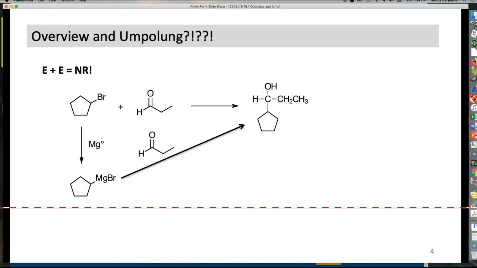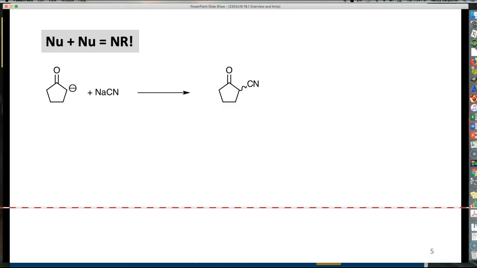The other Umpolung thing that we will learn has to do with this reaction. Now we know enolates are nucleophiles. We know how easy they are to make. But come on now. This carbon nucleophile, the enolate, and this carbon nucleophile, the cyanide anion, they do not want to react with one another because of electron repulsion.